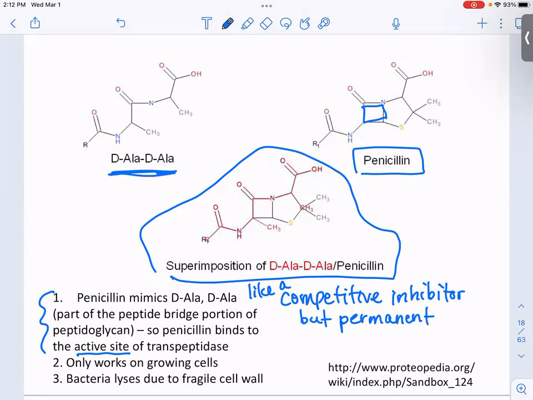So again, understand that if a bacteria cell is not actively growing, not inserting new sugar subunits into the peptidoglycan to expand its cell wall, it's not going to be susceptible to penicillin. If it's just hanging out there, penicillin is not going to have a lot of effect. I think I mentioned before, in the log phase of growth, those organisms are more susceptible to antibiotics.